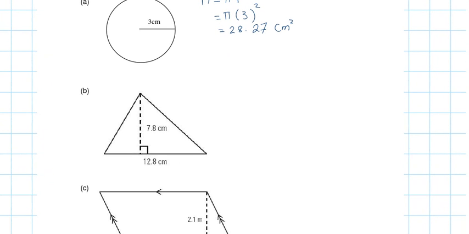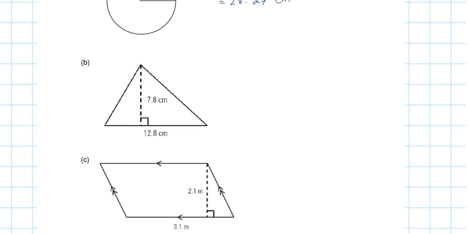Moving to the triangle. What's the formula for the area of a triangle? Base times height divided by 2. Your height should be perpendicular to your base. So what represents the height here? The 7.8, and then your base is 12.8. It depends, so eyes on me for a second.